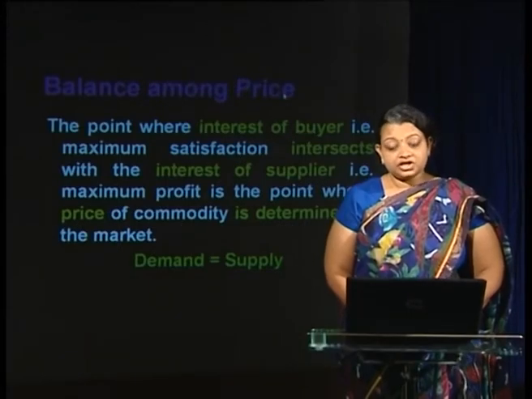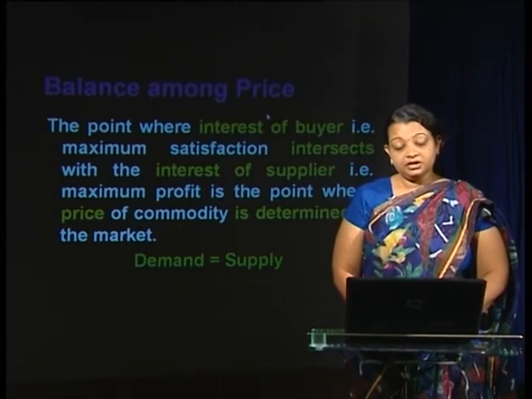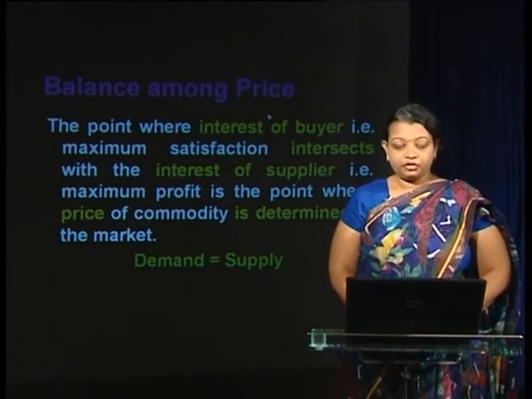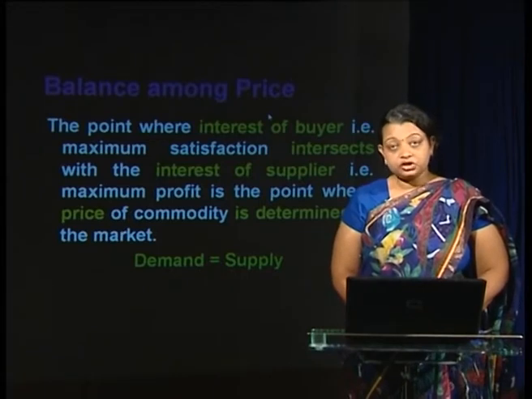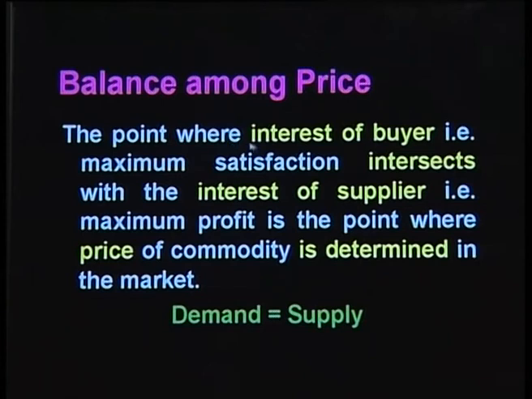It is very essential to maintain balance in the price by fulfilling the needs of both buyer and seller. It is possible at the point where the interest of the buyer, that is maximum satisfaction, intersects with the interest of the supplier, that is maximum profit. It is the point where the price of the commodity is determined in the market. In other words, it is the point where demand equals supply.